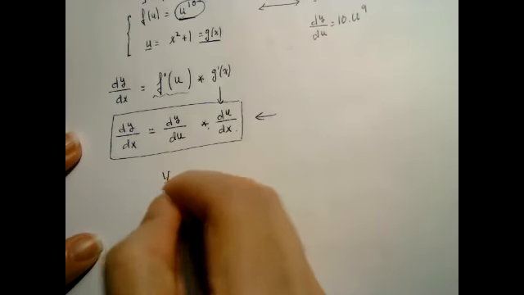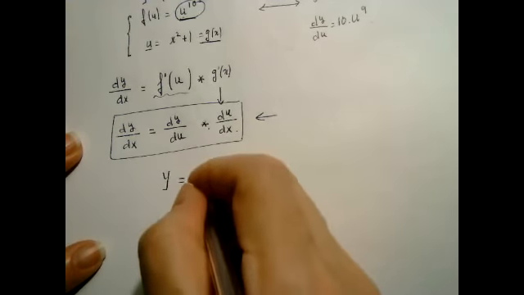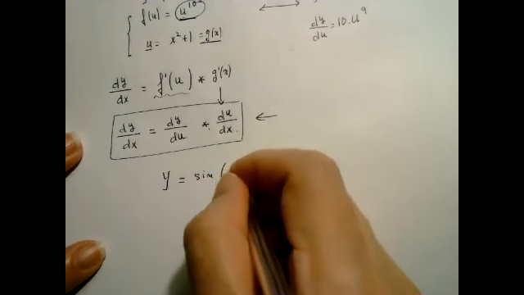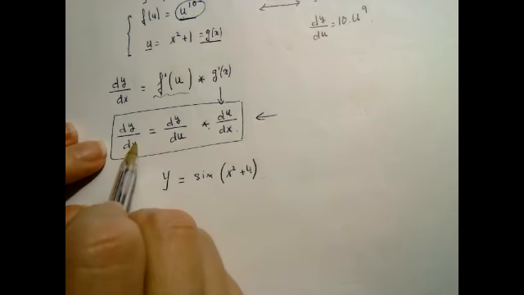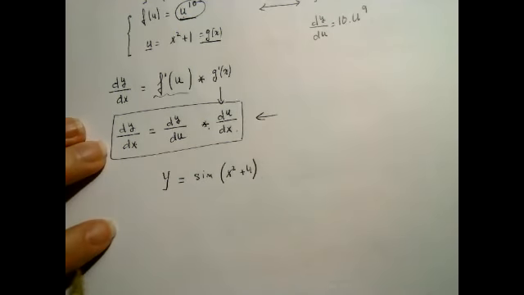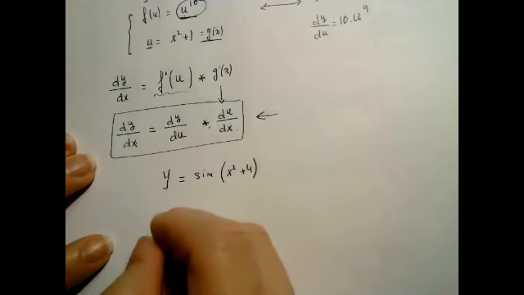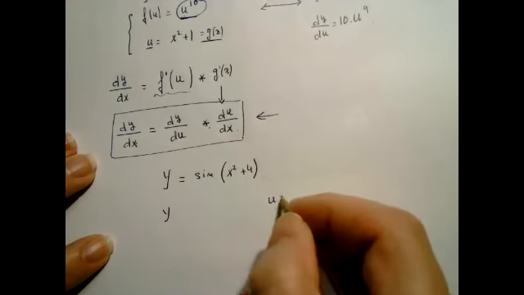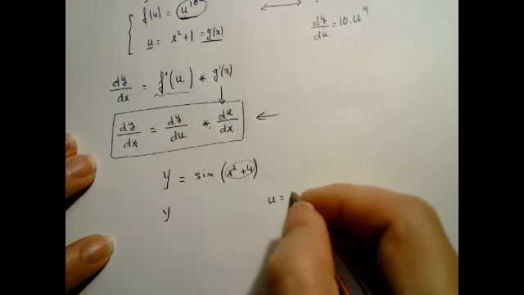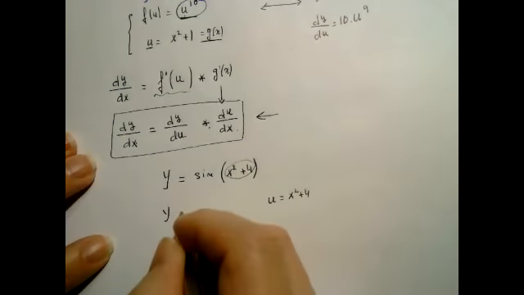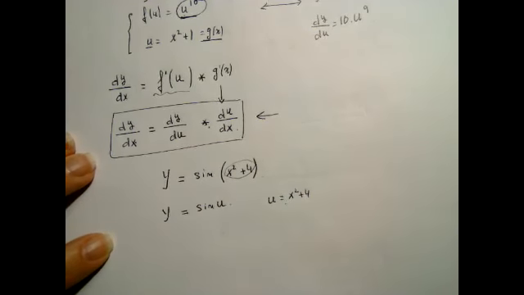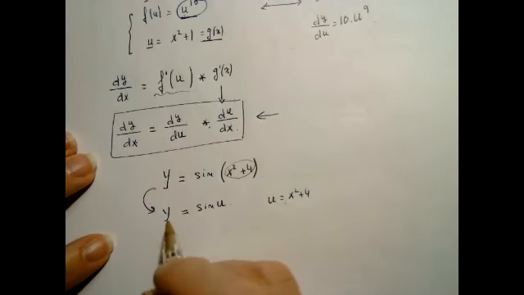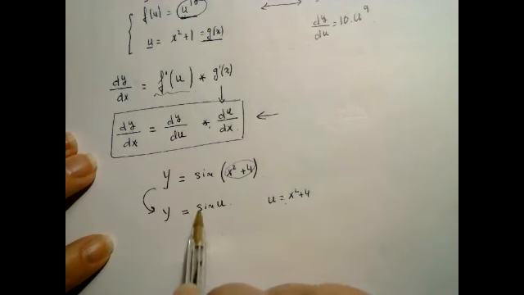So suppose I have y equal, whatever, sine of x squared plus 4. I want to find the derivative using this approach. How do I do it? The way we do it is that we say u is the inside function. U is x squared plus 4. By putting u to be x squared plus 4, y becomes sine u. So we break it up: y is sine of u, where u is x squared plus 4.